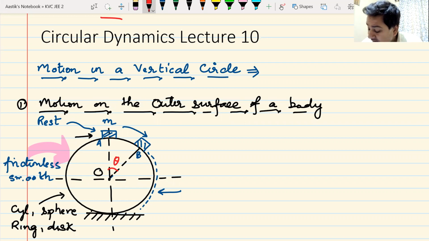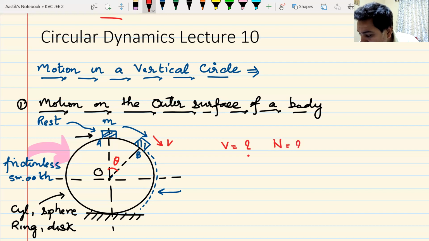The first question they can ask here is, at this point, the body will have some velocity. That is the most important question here. What is the velocity of this body? That is the first question. The second question is, the body is in contact, so there would be some normal reaction. What is the value of this normal reaction? Second question. The third question that can be asked is, what is the value of the tangential acceleration?